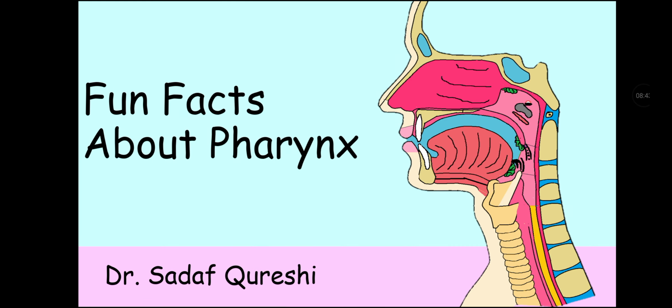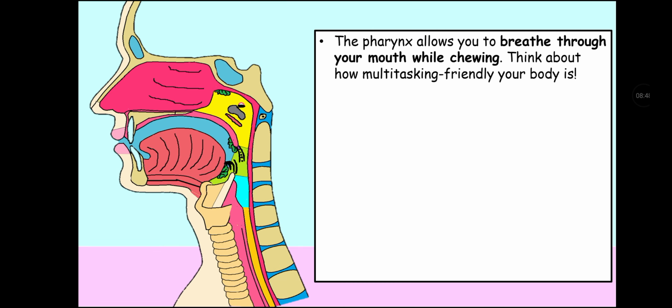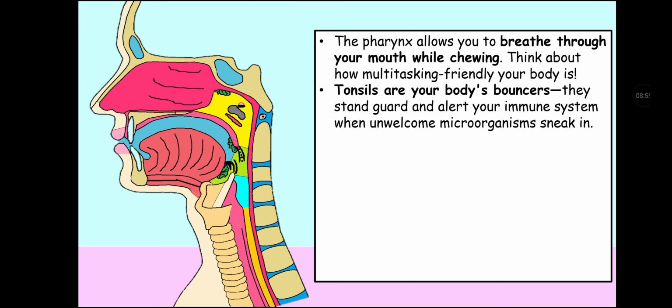Now let's talk about fun facts about the pharynx. Number 1, the pharynx allows you to breathe through your mouth while chewing. Think about how multitasking friendly your body is.